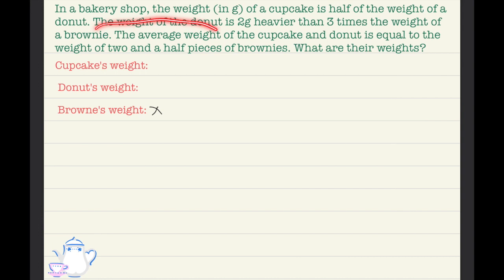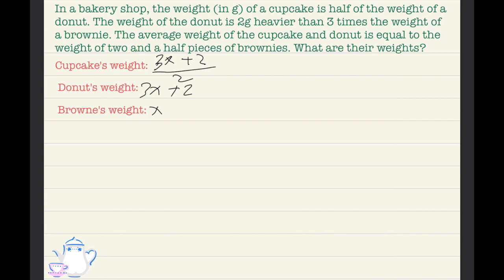So the weight of the donut is 2g heavier than 3 times the weight of a brownie. So x is a brownie, so 3x and then plus 2. The cupcake is half of the weight of a donut, so this is a fraction. Now we need to figure it out by using an equation.